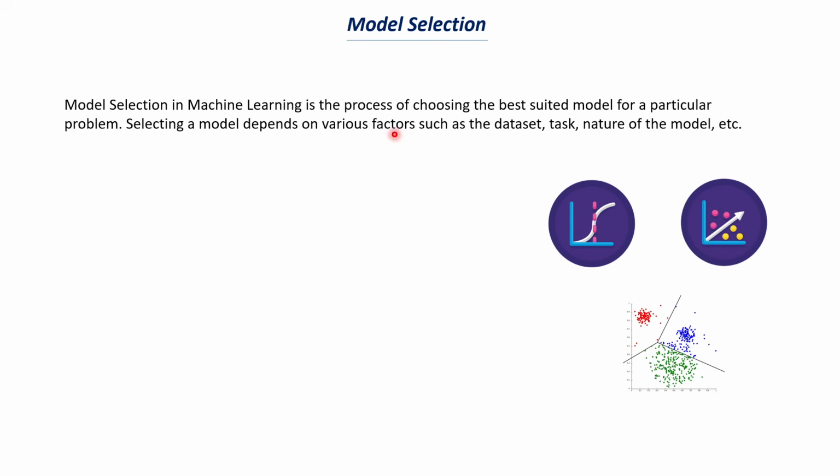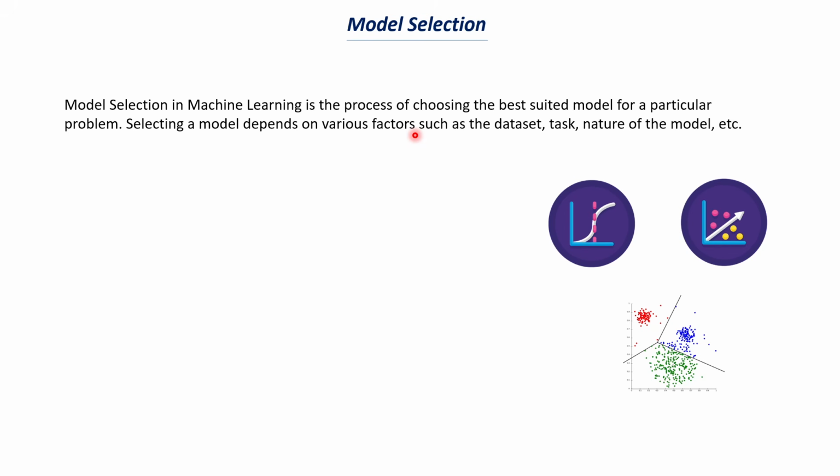First of all, let's start with what is meant by model selection. As I've told you, model selection in machine learning is the process of choosing the best suited model for a particular problem. Selecting a model depends on various factors such as the data set that you have, the task that you want to do, and the nature of the model itself. So these are all the different things that we have to consider.